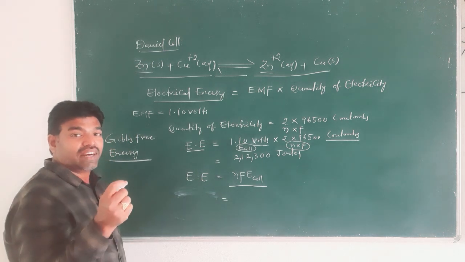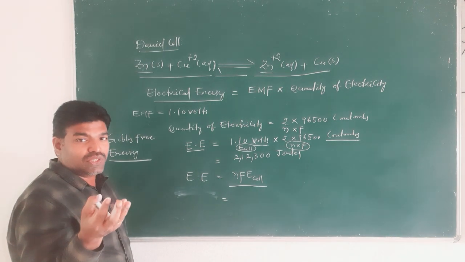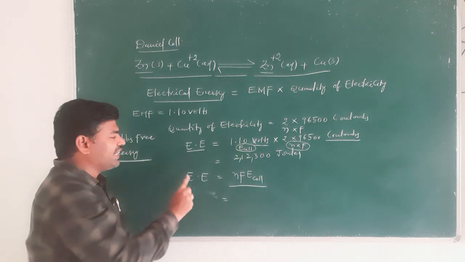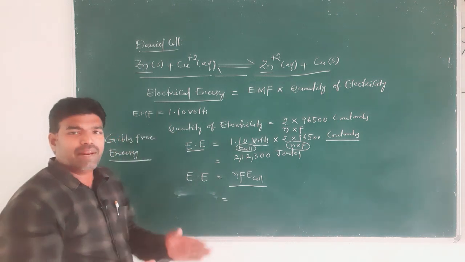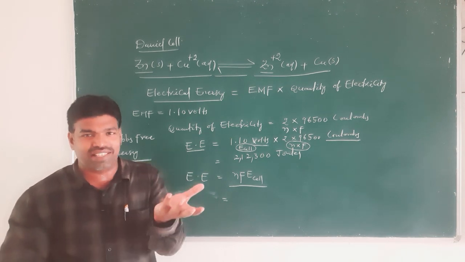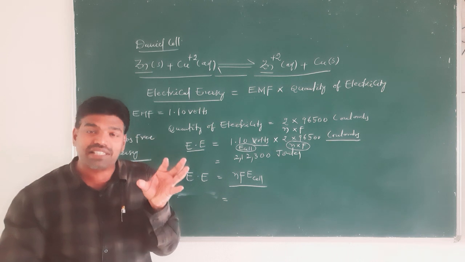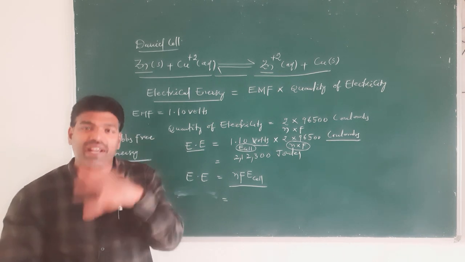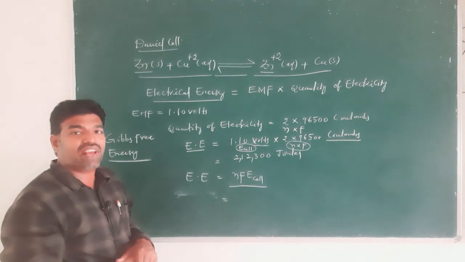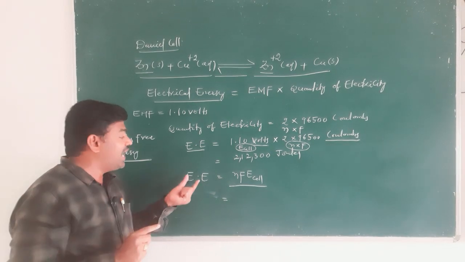This much electrical energy is generated. But how is that electric energy produced? There is another form of energy which converts into electric energy. We know that a dynamo can convert mechanical energy into electric energy, and a motor can convert electric energy into mechanical energy. Similarly, there is another form of energy which converts into electric energy.